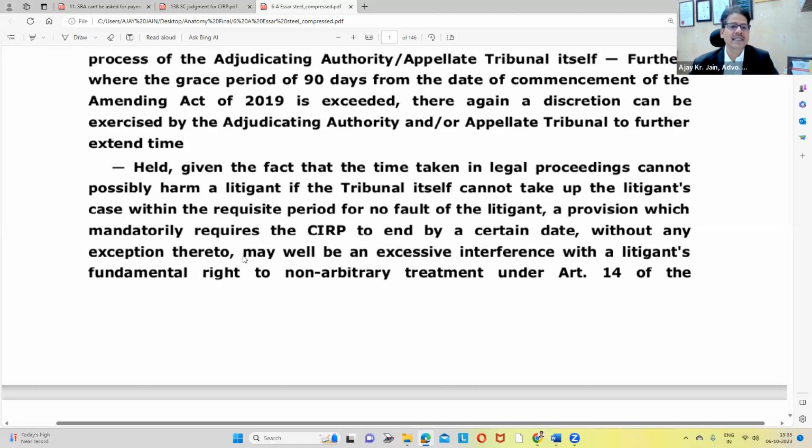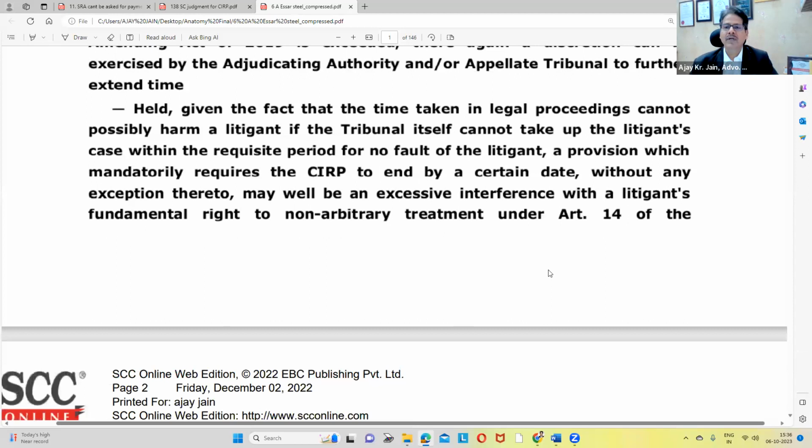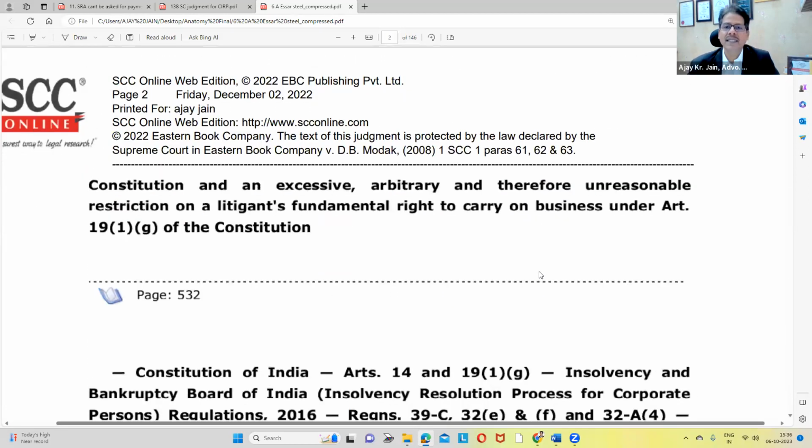A provision which mandatorily requires the CRP to end by a certain date without any exception may well be excessive interference with the litigant's fundamental right to non-arbitrary treatment under Article 14 of the Constitution, and an excessive, arbitrary and therefore unreasonable restriction on the litigant's fundamental right to carry on business under 19(1)(g). Here the Supreme Court has taken the stand that even the litigant has fundamental rights. His fundamental right cannot be taken away because CRP is going on or the CRP period has finished.